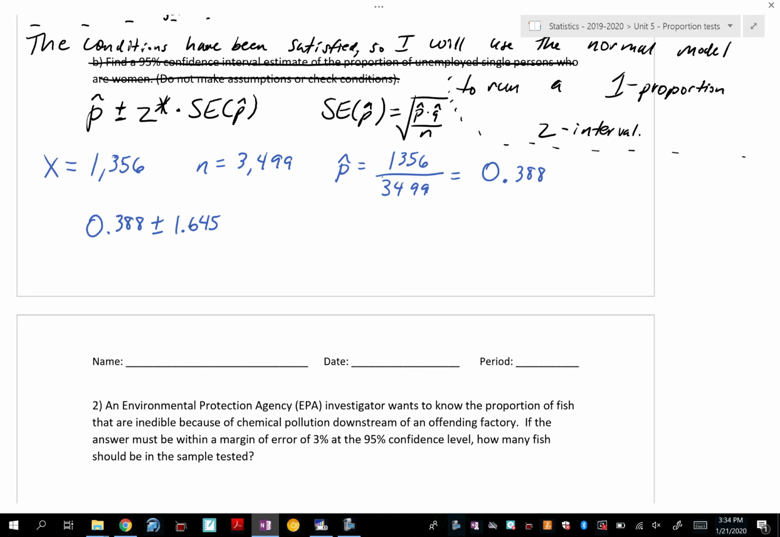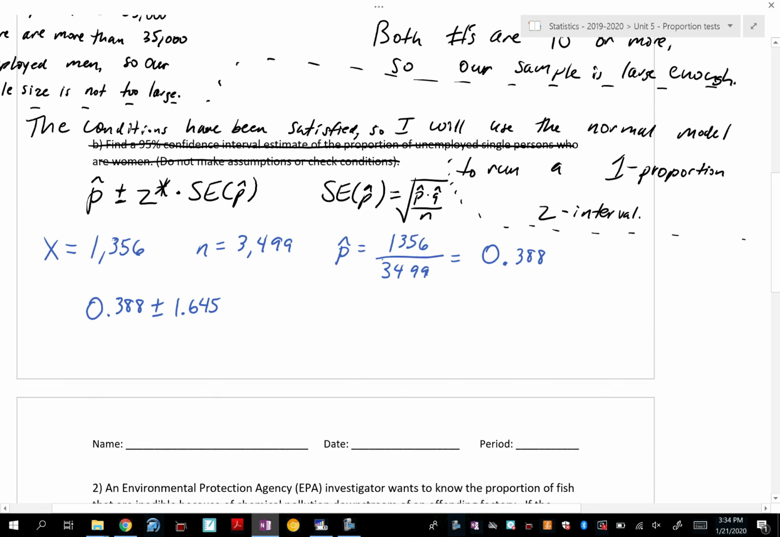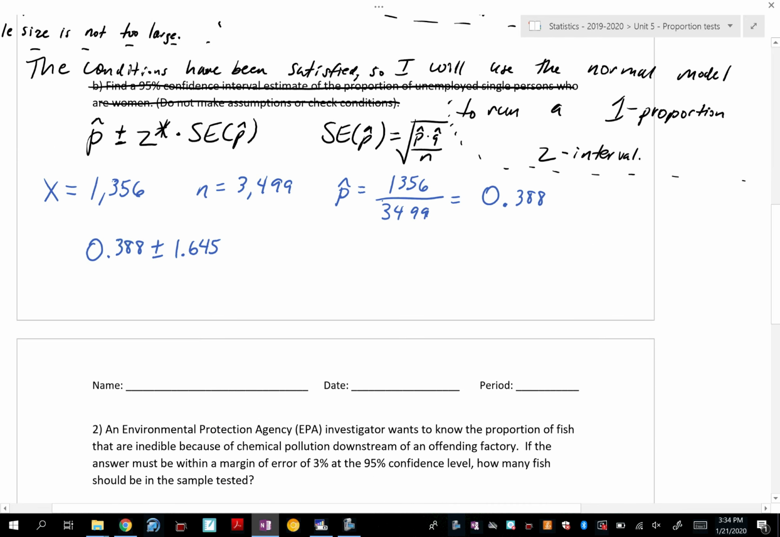For 90%, we're going to use 1.645. So this is one of those you need to memorize. You're going to memorize the Z star for 90%, and you're going to memorize the one for 95%. Now, I will show everyone tomorrow, like I did on Friday for the girls that were here, how you can find these and why we're using them. But you need to memorize these two.